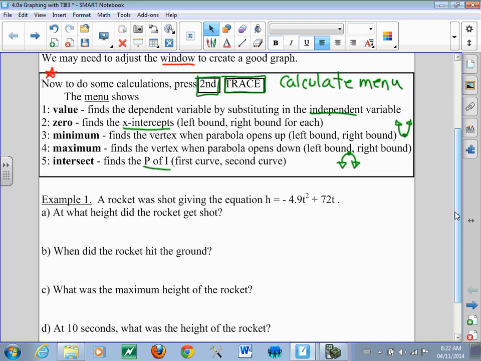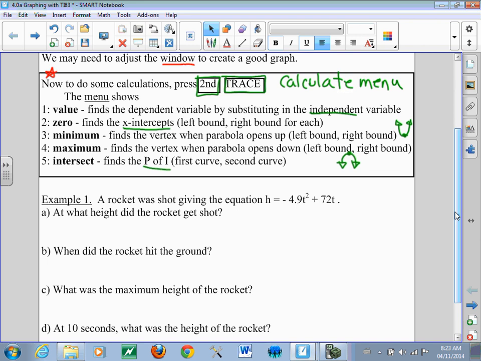A rocket is shot giving the equation h equals negative 4.9 t squared plus 72 t. So instead of x's in this case, we've got t, because t represents time in seconds, and h represents the height.